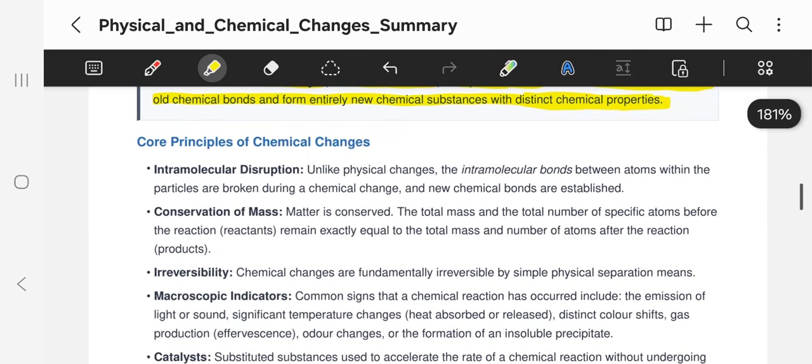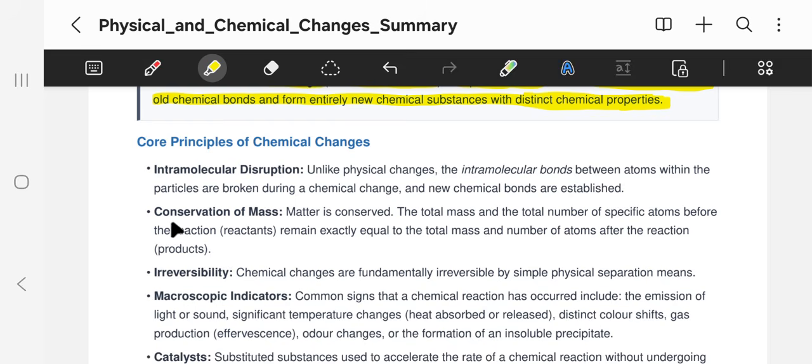And these are the core principles of chemical changes. Firstly, chemical change has to do with intramolecular disruption. What does this mean? This means that unlike physical changes, the intramolecular bonds between atoms within the particles are broken during a chemical change and new chemical bonds are established. Hence we say chemical change. We have a change whereby we will have old chemical bonds being broken so that we form new ones.